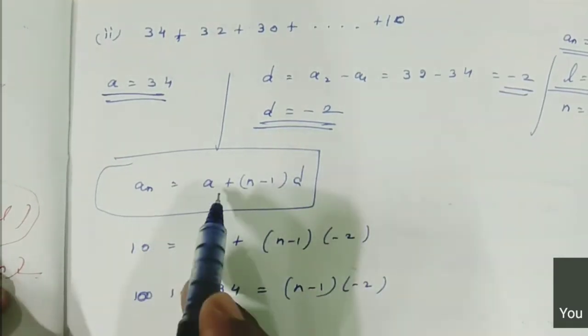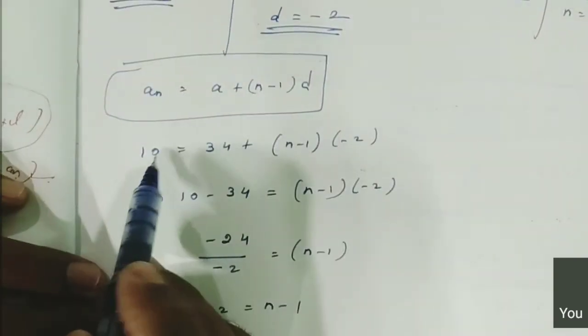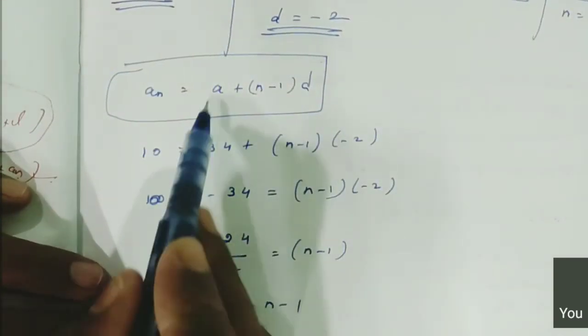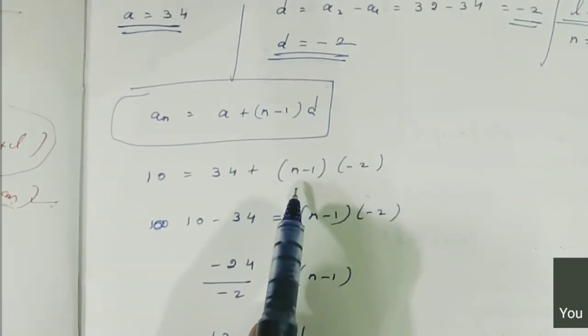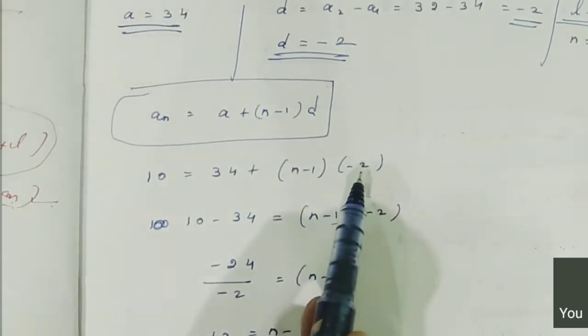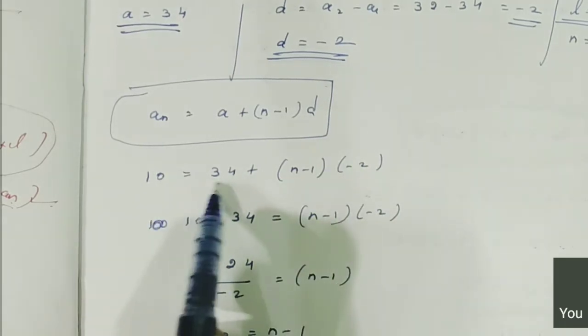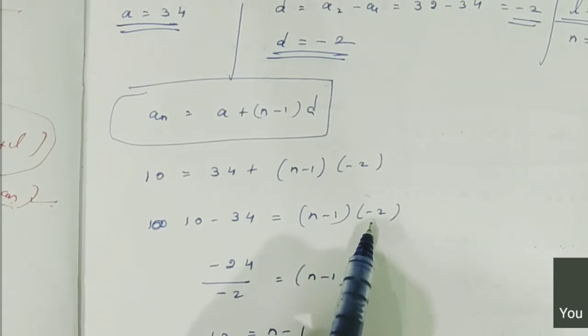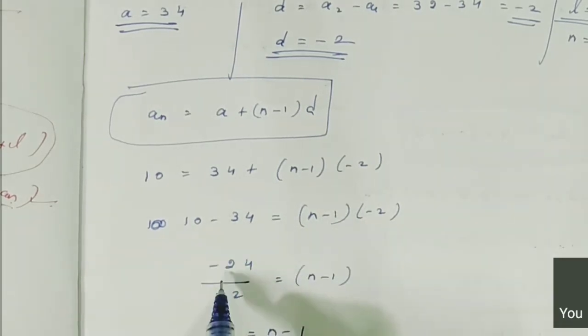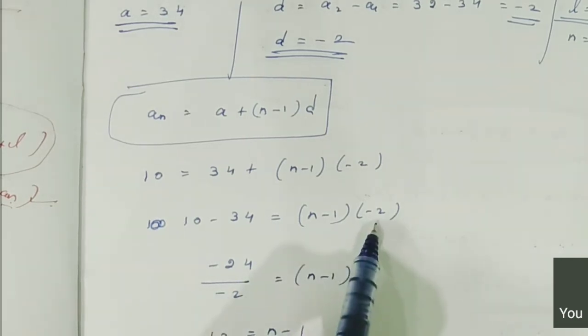The an formula: an is equal to a plus (n minus 1) into d. Then an is 10, which is equal to 34 plus (n minus 1) into d value minus 2. We need to find the n. Now we can transpose the 34 to the left hand side. 10 minus 34 is equal to (n minus 1) into minus 2. Then when we are doing subtraction here, we will get minus 24.